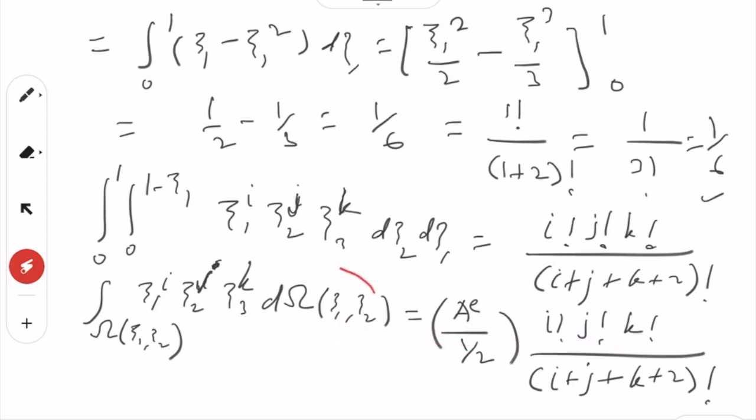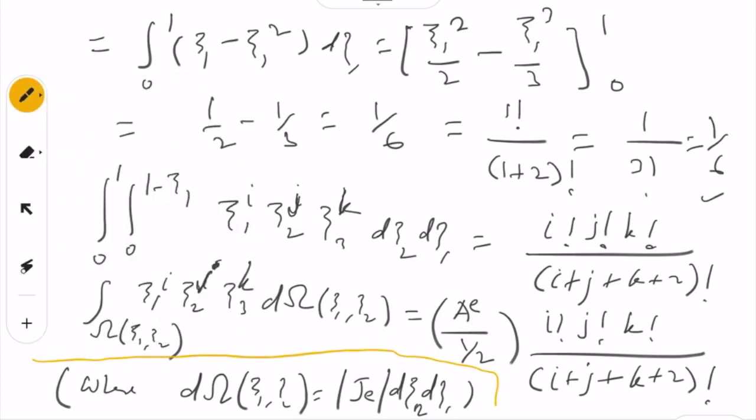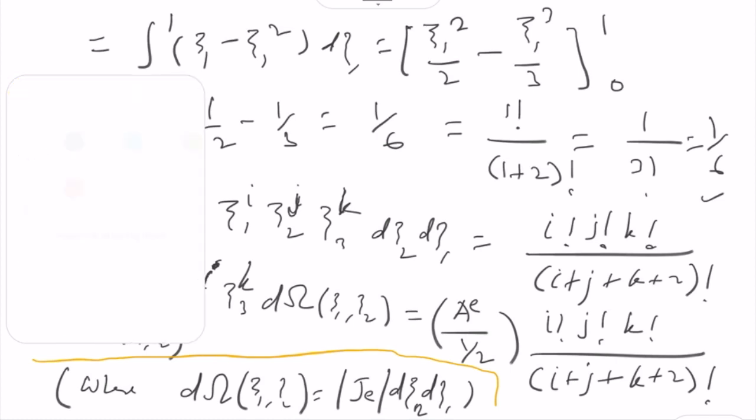Here we have not written this explicitly. You can write here that d xi 1 d xi 2 equal to Jacobian J_e multiplied by d xi 1 d xi 2. Yeah, this is what it is. So we have separated that. Okay, so that is all.